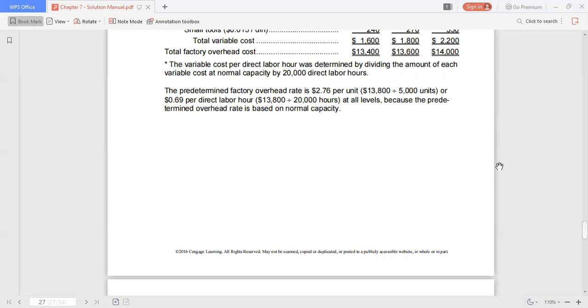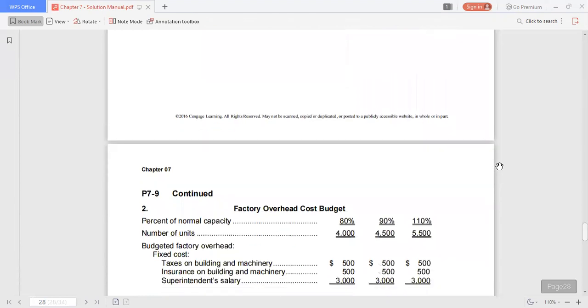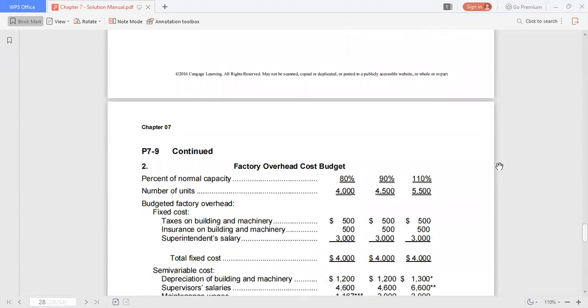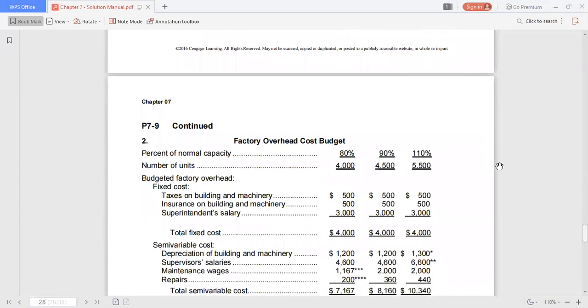Now prepare a flexible budget for production levels of 80%, 90%, and 110%, assuming that variable cost will vary in direct proportion to the change in volume, but with the following exceptions. Hint: set up a third category for semi-variable expenses. Letter A, at 110% of capacity, another supervisor will be needed at a salary of 24,000 annually.